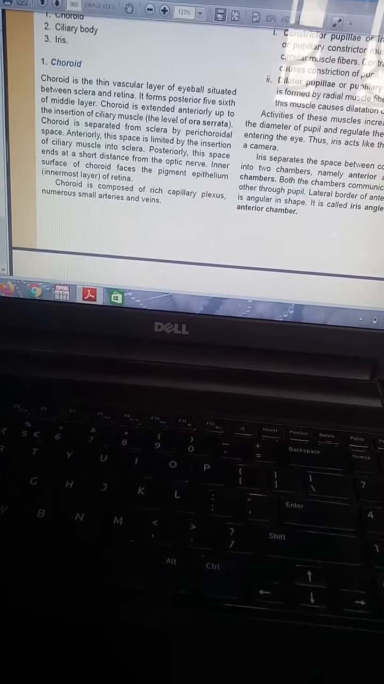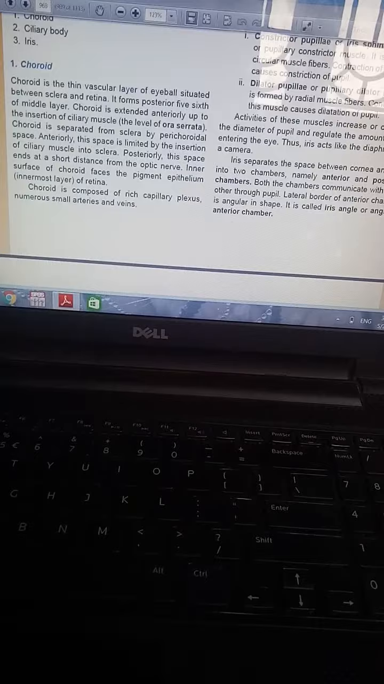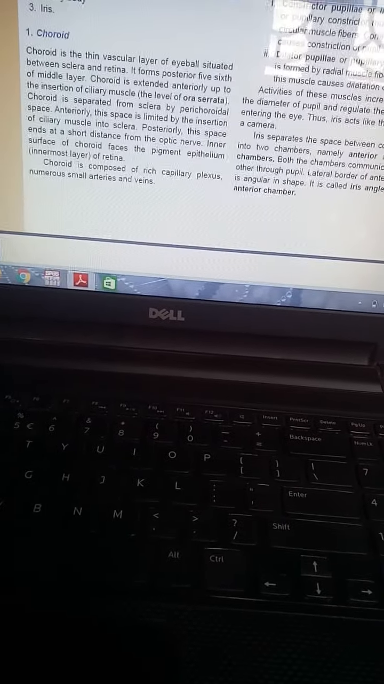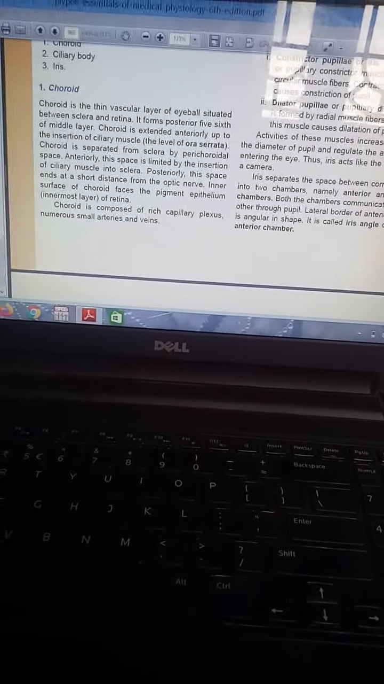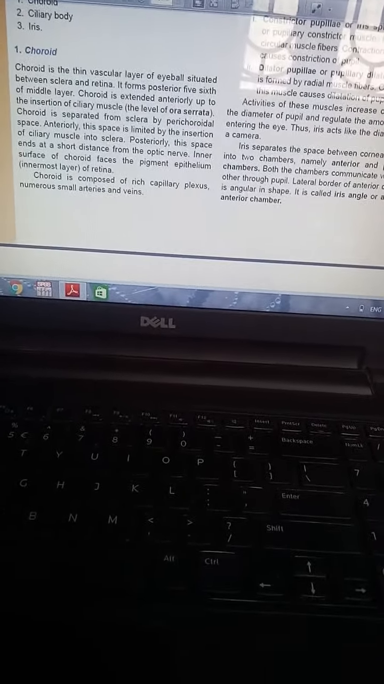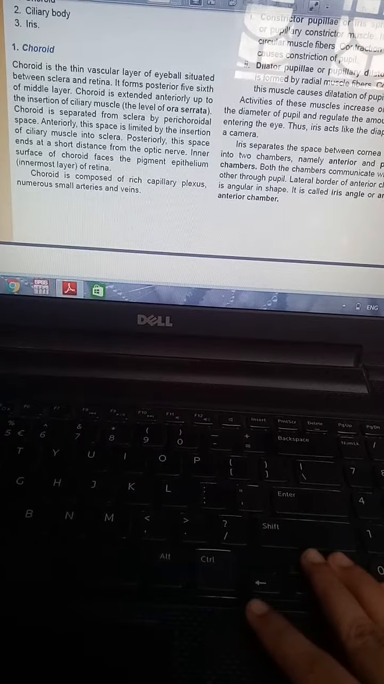The choroid is composed of a rich capillary plexus as well as numerous small arteries and veins. So what is situated in the choroid? There is a rich capillary plexus, meaning there are many capillaries as well as small arteries and veins situated in the choroid.